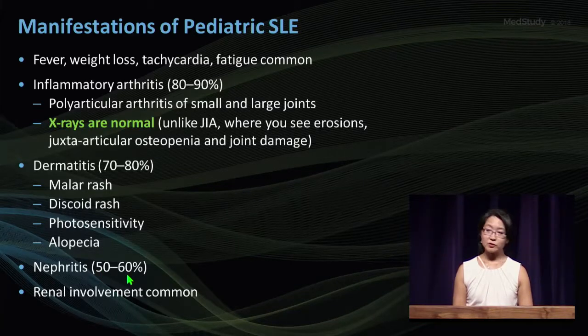About 50 to 60% of patients will have a glomerulonephritis. The International Society of Nephrology, Renal Pathology Society, labeled different categories of nephritis from 1 through 6. And essentially the ones that we treat are ISN-RPS, or formerly known as WHO class 3, 4, and 5. So that's where lupus can affect the kidneys and cause permanent damage.